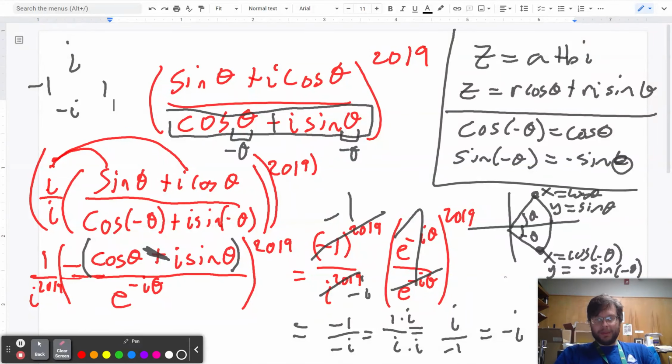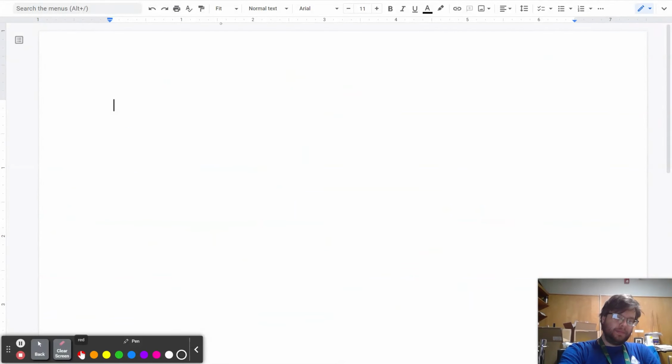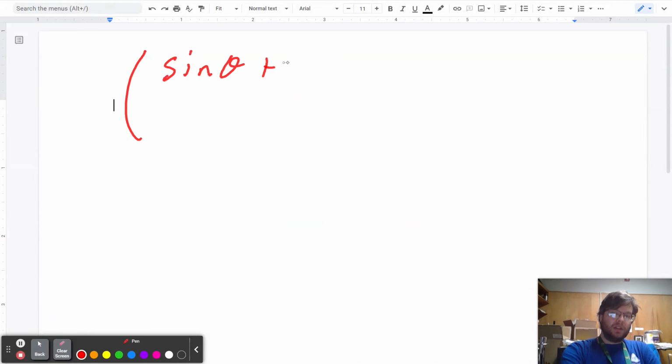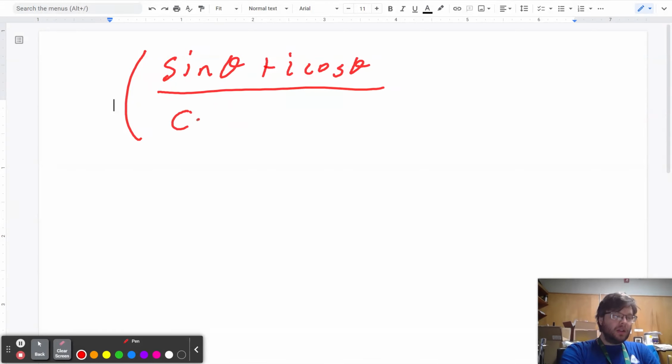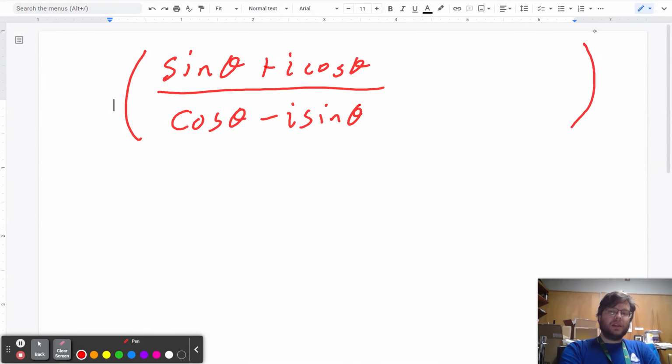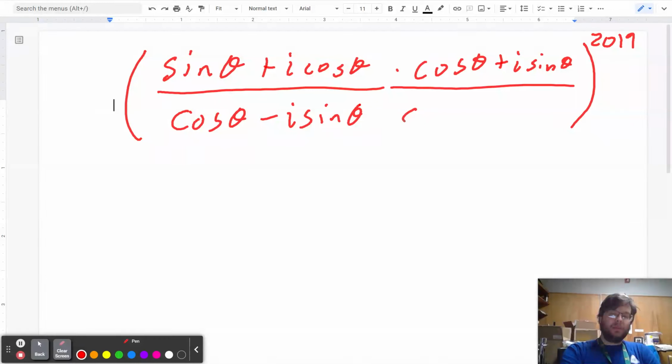Maybe you like that approach. Maybe you didn't like that approach. Let's try it a different way. We'll see if we get the same answer. Otherwise, I'll really have to think about what I did wrong. The other thought I have is multiplying by the conjugate of the denominator, because when you multiply by the conjugate, it turns something into a real number. So I'm going to multiply this by cosine theta plus i sine theta, and multiply this by cosine theta plus i sine theta, and we'll see what happens.